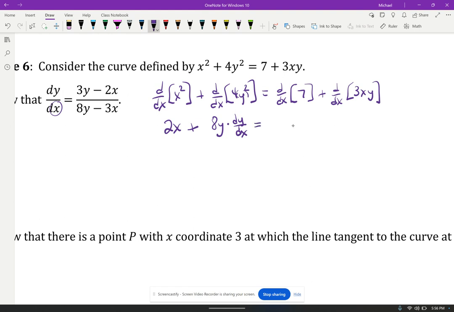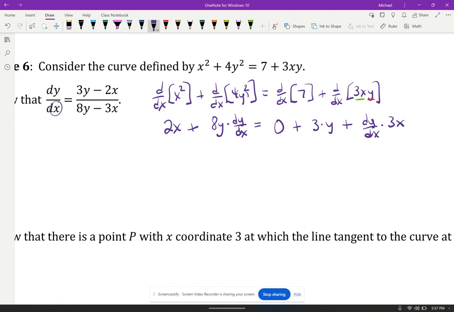I'm going to set that equal to the derivative of 7, which is 0, plus the derivative with respect to x of 3xy. Well, now I have a combination of functions. I have that times that, so I need to do a product rule. To do the product rule, I'm going to take the derivative of the first times the second, plus the derivative of the second times the first. So I have to take the derivative using the product rule.